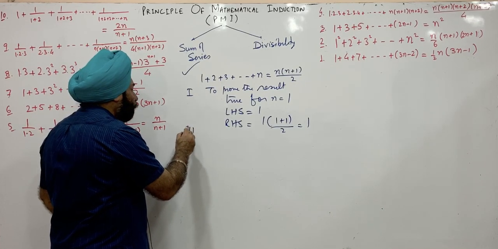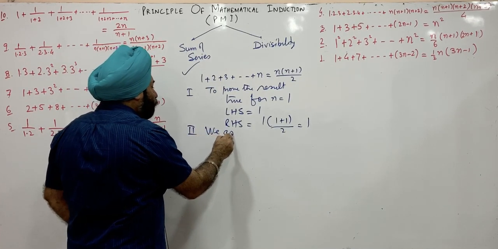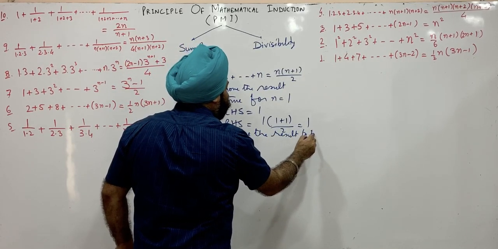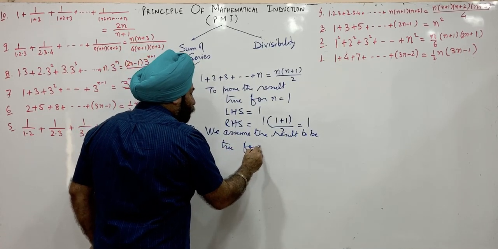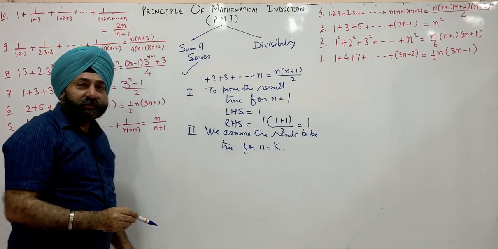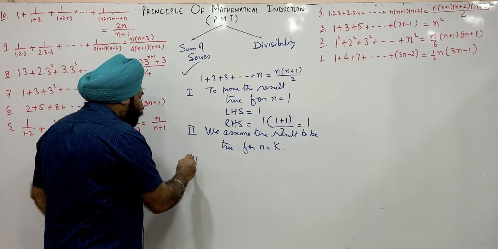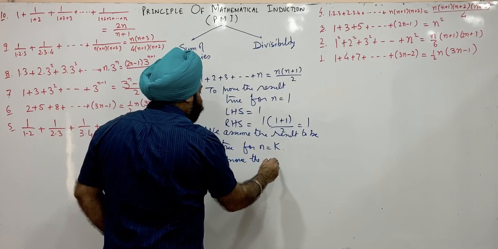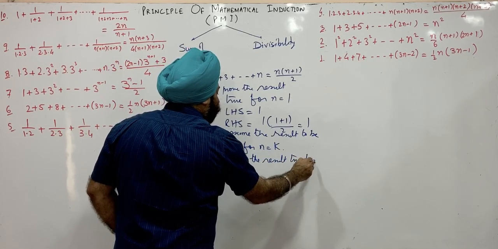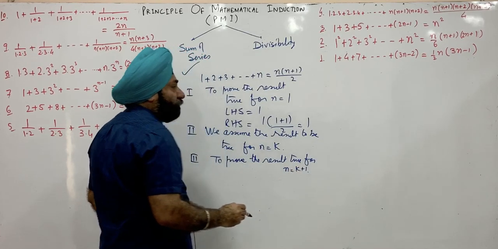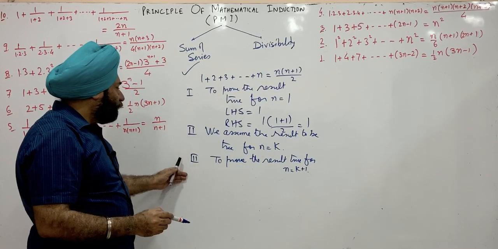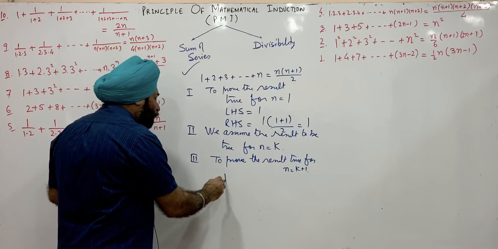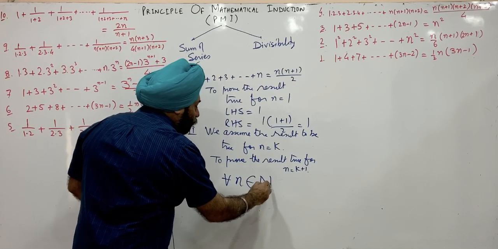The second step. In the second step, we assume the result to be true for n is equal to some natural number, let us say k. And in the third step, we again prove. So we have to prove the result true for n is equal to k plus 1. If we are able to pass through these three steps, we say this statement is true for all n which belong to set of natural numbers.